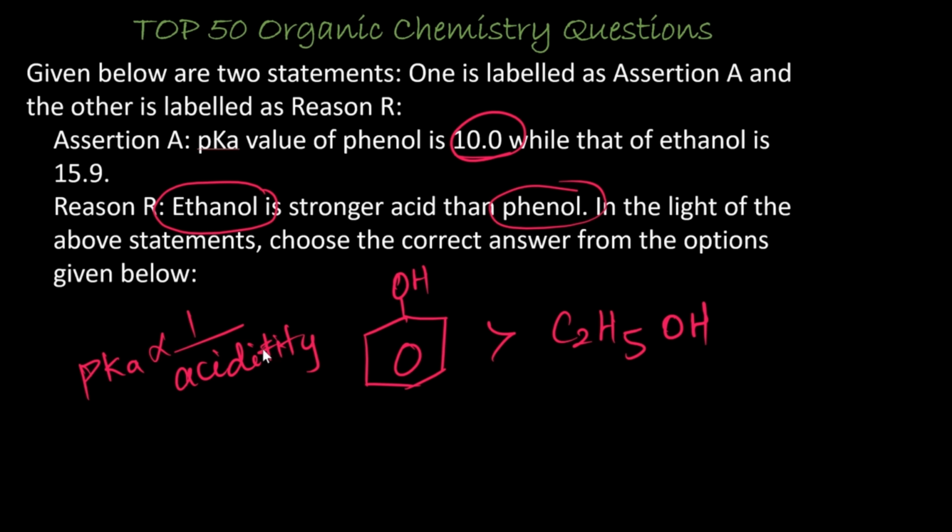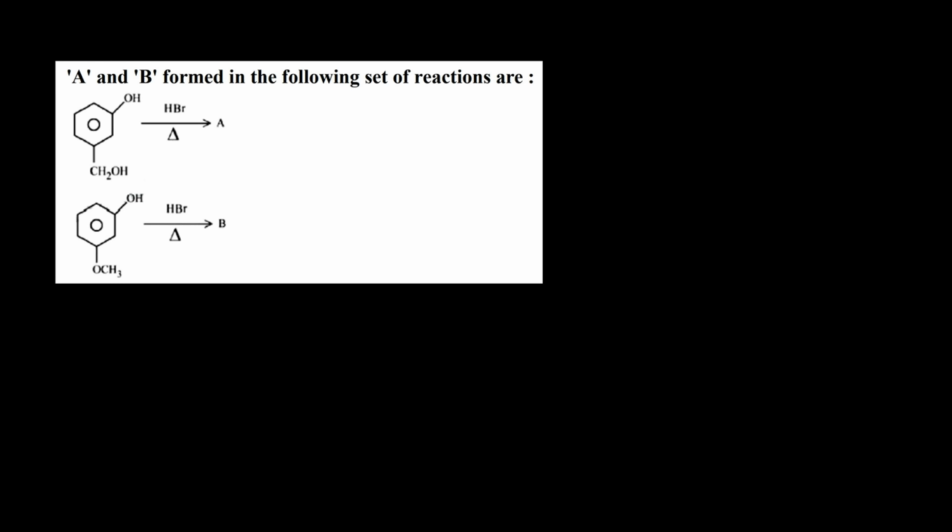And acidity is directly proportional to Ka. Ka is inversely proportional to pKa. Okay, so phenol has a lower value, which means it is more acidic than ethanol. Next question, A and B from the following set of reactions are.